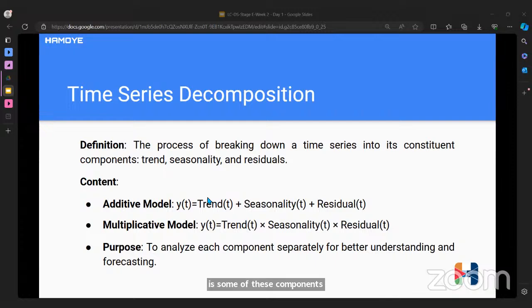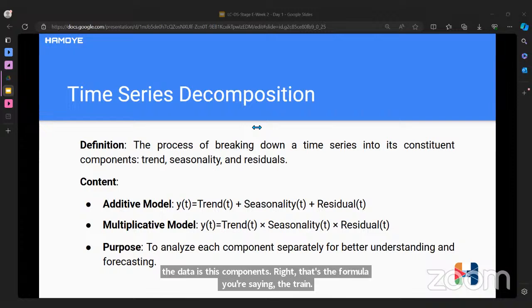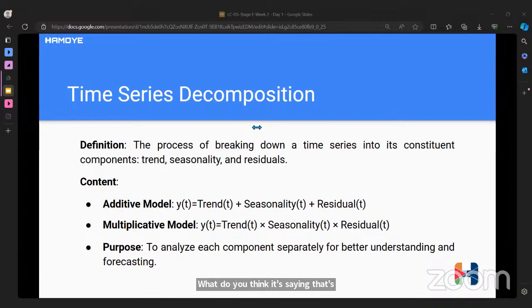Then we have the multiplicative model, which assumes that the data is the product of these components, right? That's the formula. For additive, it's saying that the data is a result of adding the trend, the seasonality, and the residual, while multiplicative assumes that your data is a result of multiplying all those components together. So the decomposition helps us analyze each component separately, improving our understanding and forecasting.